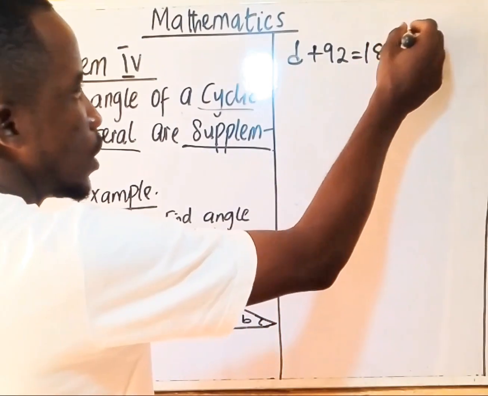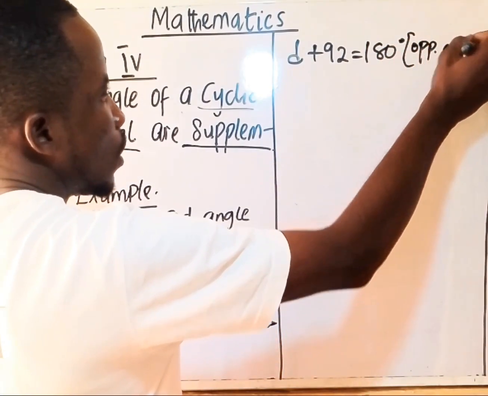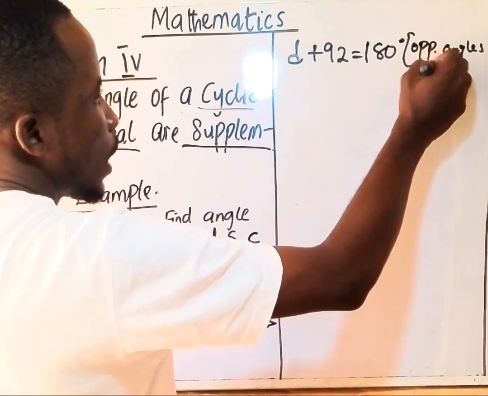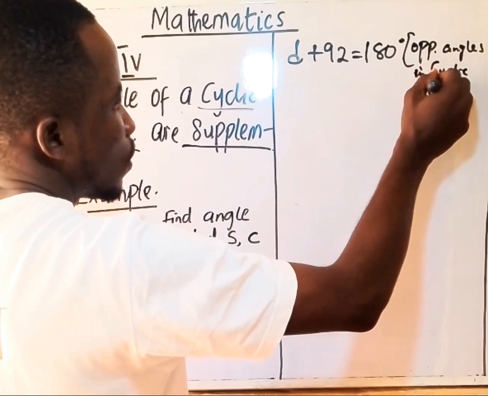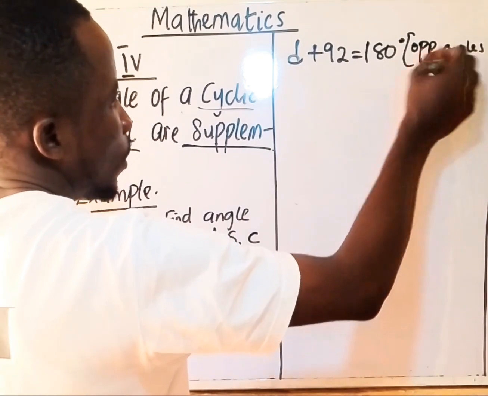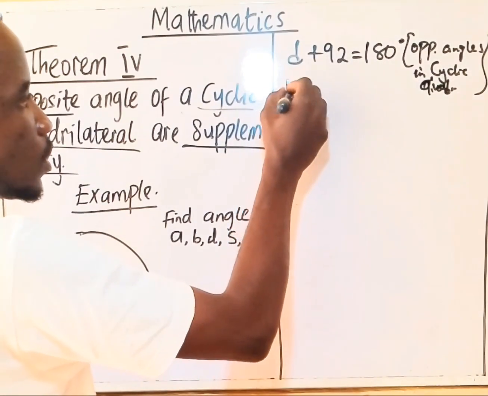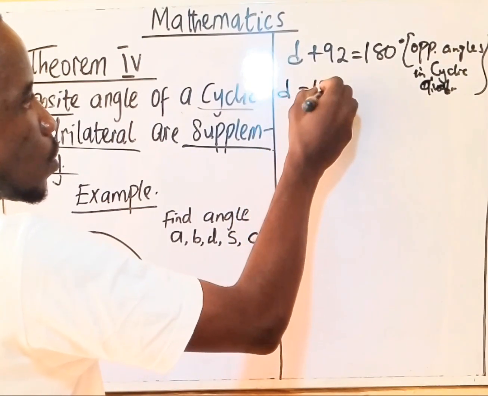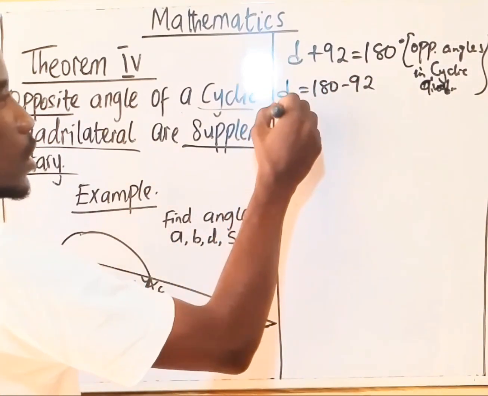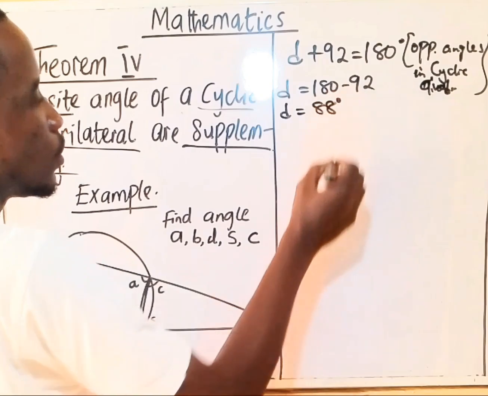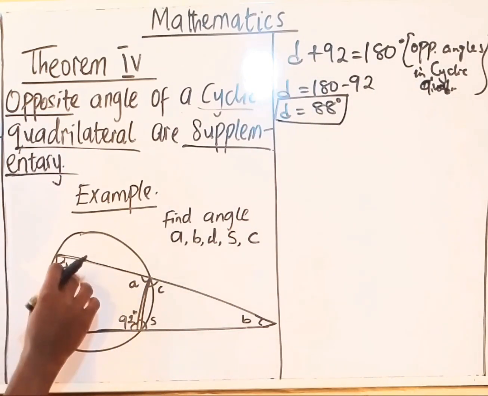So they are supplementary. That means opposite angles in a cyclic quadrilateral are supplementary. So from here I can have D equal to 180 minus 92. So my D is equal to 88 degrees. So I'm getting the value of D.